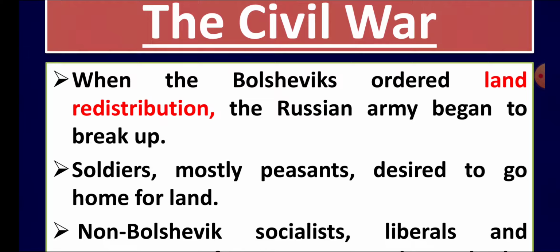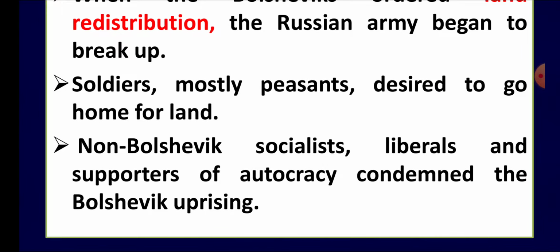When land was redistributed, at that time Russian soldiers returned back to their homes in need of their land. Soldiers had the desire to go home for the land. Non-Bolsheviks, socialists, liberals and the supporters of the autocracy condemned the Bolshevik uprising.